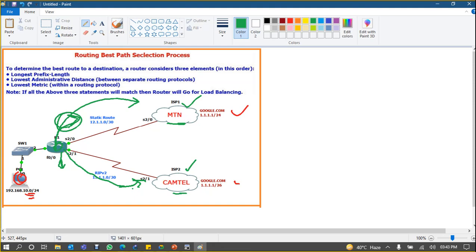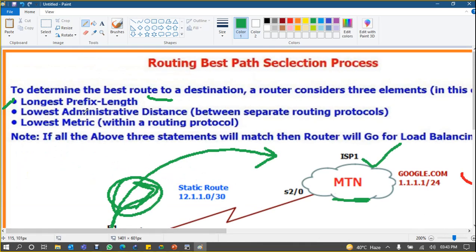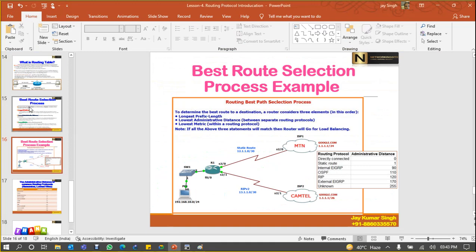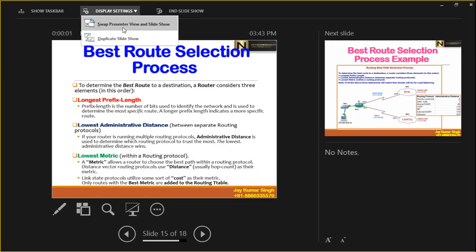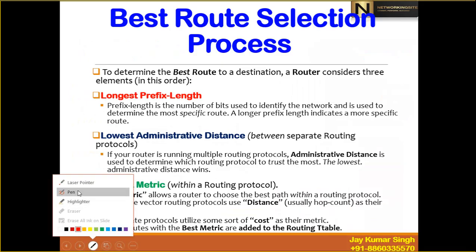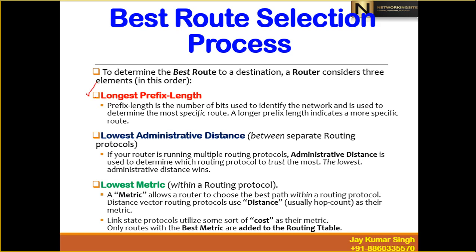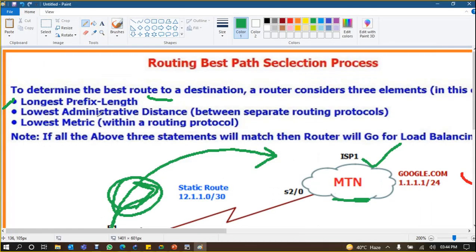Okay. So there are three conditions. First is longest prefix match. Longest prefix match means, okay, can I zoom a little bit? So the first condition is longest prefix match. Now we'll see here which one is the longest prefix.